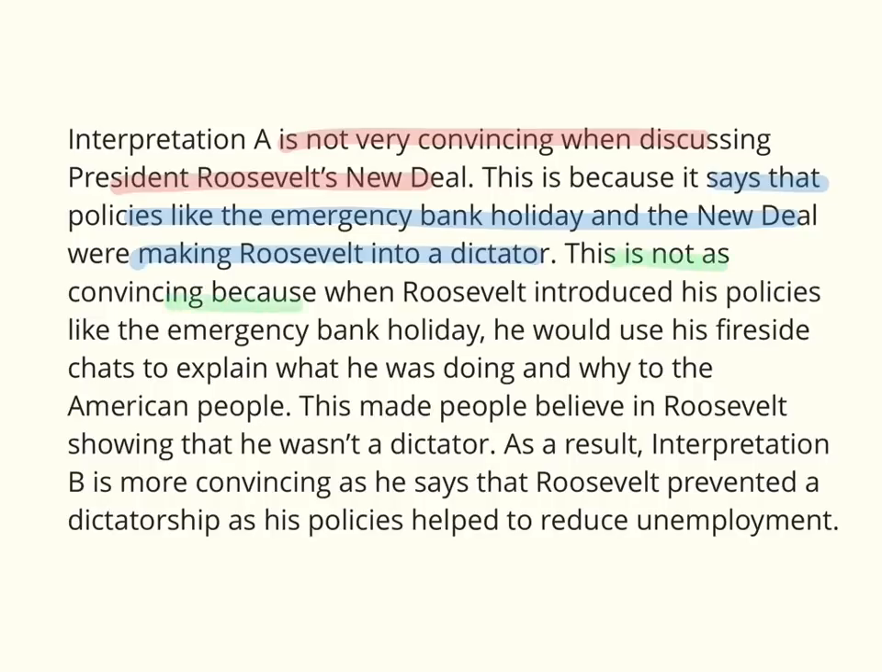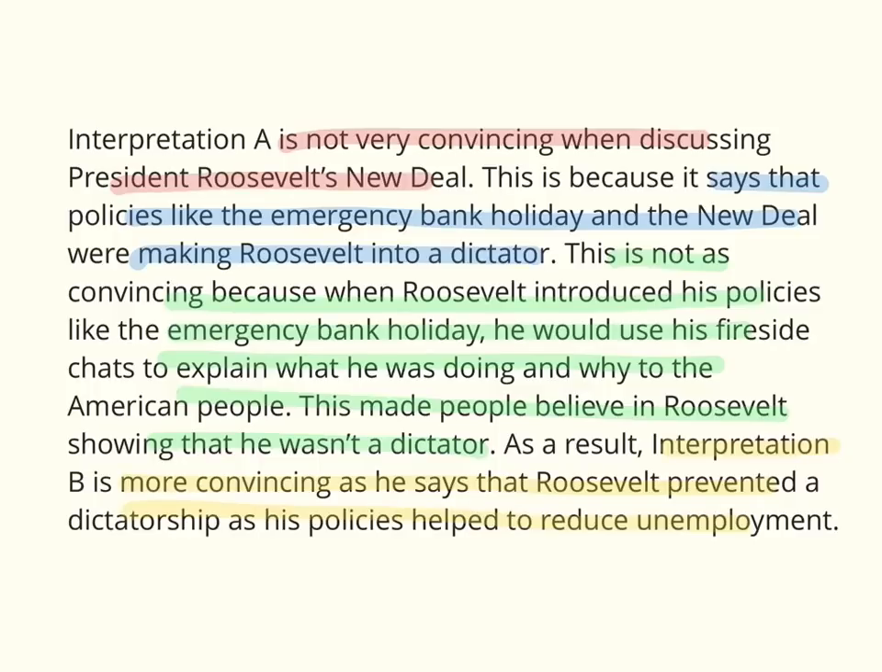And then here, I've explained why I think that's not accurate, why I don't think it's convincing. So I've used my own knowledge of the fireside chats, my explanation of the impact that had, to show that he wasn't a dictator. And then I've compared the two by saying, well, B is more convincing because B clearly says he prevented a dictatorship.